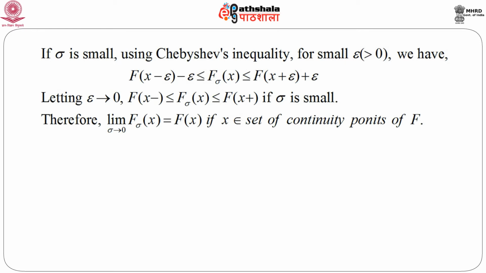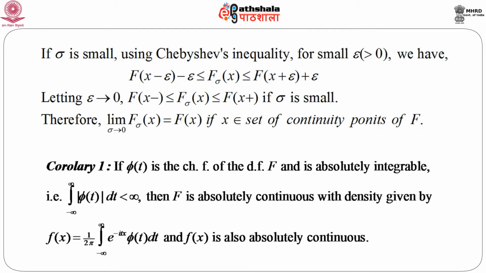So, let us consider one corollary. Suppose phi t is a characteristic function of the distribution function capital F, and this is absolutely integrable. That means, integration from minus infinity to infinity of mod phi t dt is less than infinity. In that case, if this holds, then this capital F is absolutely continuous with the density given by small f x equals 1 by 2 pi integral from minus infinity to infinity e to the power minus i t x into phi t dt, and also f x is absolutely continuous.